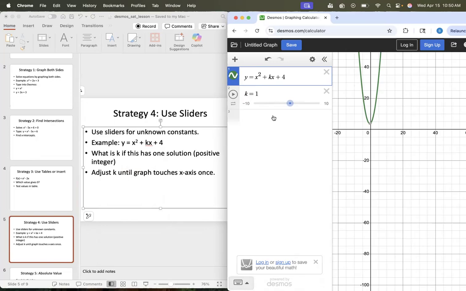It's not touching the x-axis. It's supposed to touch it at once. Therefore, I keep on moving k slowly, slowly until it touches the x-axis at once. And this is what k is equal to: 4.